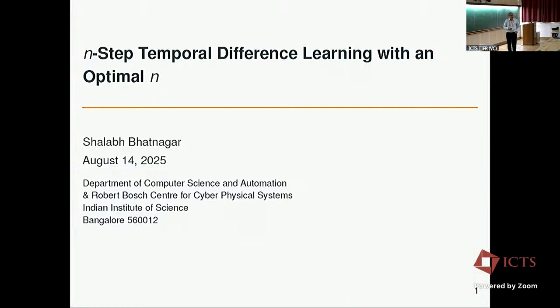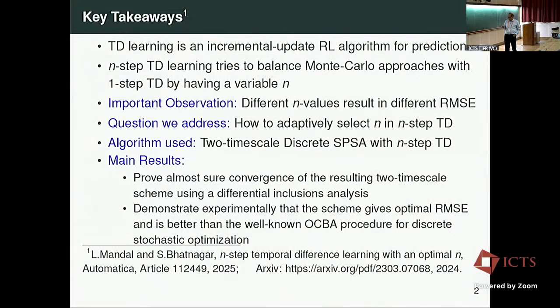Okay, so today I'm going to be talking about n-step temporal difference learning, with an optimal n, and we'll see what that optimal n is. So this fits into the setting of reinforcement learning in general. What I'm going to talk about is essentially this paper with my PhD student, who is now going to defend his thesis, Lakshmi Mandal. And this has appeared recently in Automatica.